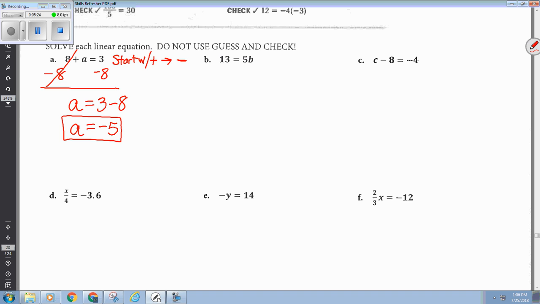Part B. 13 equals 5 times B. Notice that the variable this time is on the right-hand side. So what? It doesn't change how you solve that problem. So remember, a number next to a variable is multiplication. So this is 13 equals 5 times B. So we started with multiplication, which means we're going to have to divide in order to solve this problem. So we divide both sides by the number that is attached to the variable, which is 5.